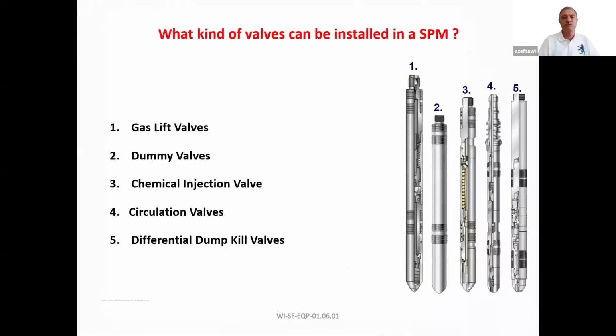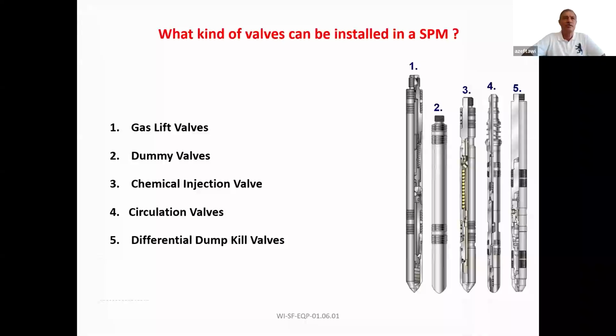These are the type of valves we can run, set in the side pocket monitor, which is gas lift valve, dummy valve, chemical injection valve, circulation valve, differential dump kill valve. And one of the questions sometimes I receive is, why do you use circulation valves? What's the purpose of the circulation valves? And one of the questions really was about that.